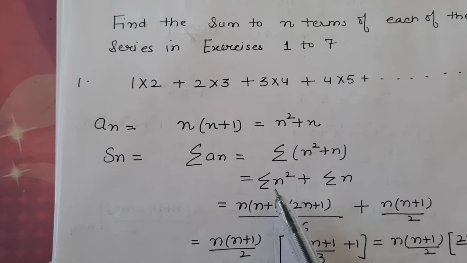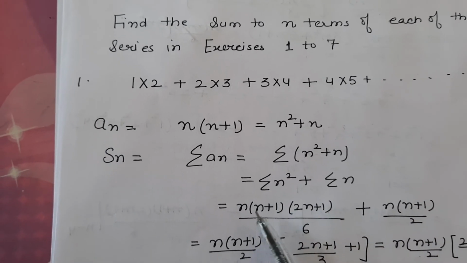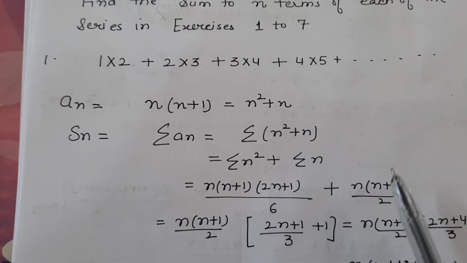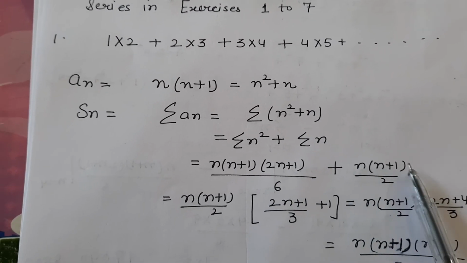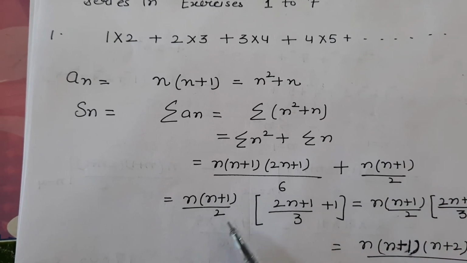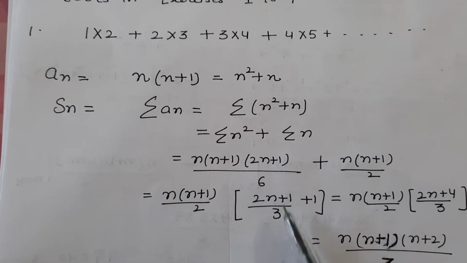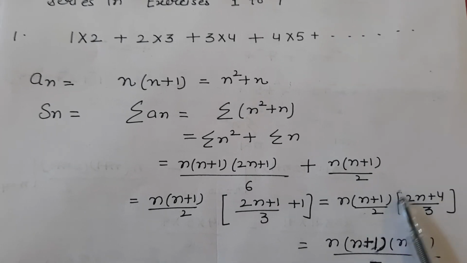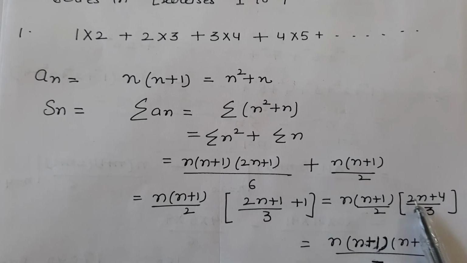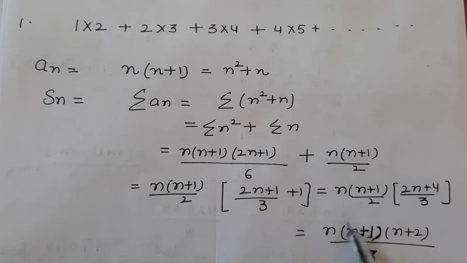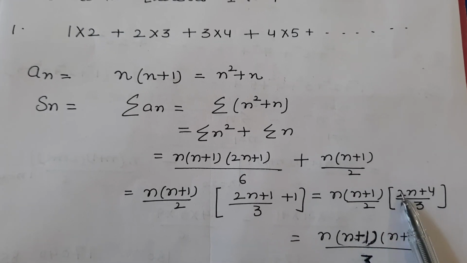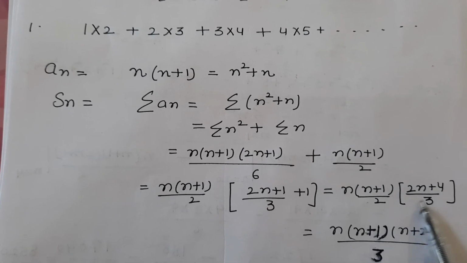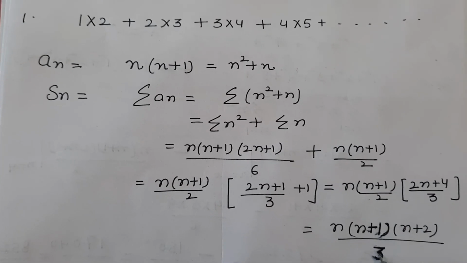Apply the formula. The formula of summation n square is n into n plus 1 into 2n plus 1 by 6. And this is n into n plus 1 by 2. Take n into n plus 1 by 2 common, you are left with this. Take 3 as LCM, you will have 2n plus 4. Again from this bracket you can take 2 common, that will be cancelled. So you will have n plus 1. You take 2 common from here, you are left with n plus 2. And in the denominator this 2 is cancelled, so we will have 3.